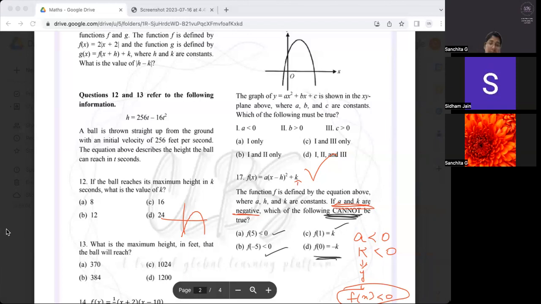Now, if I check D, f of 0, what will I get? If I put f of 0, over here, negative. So this is definitely negative. Over here, negative K is actually positive. K is negative, so negative, negative, positive. So my answer is D.